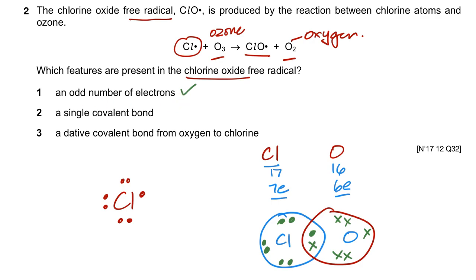So odd number honge. Acha, is it a single covalent bond? Yes. But it's definitely not a dative bond. And if you were to make a dative bond, you might realize this, that then chlorine will have an influence of 9 electrons, because 7 apne honge iske and 2 from oxygen.